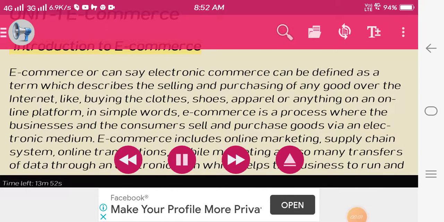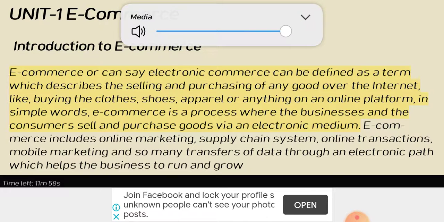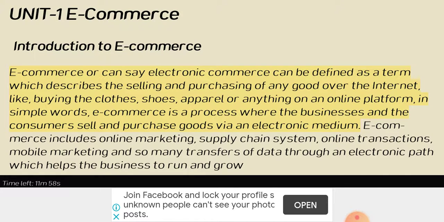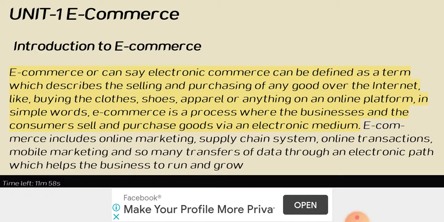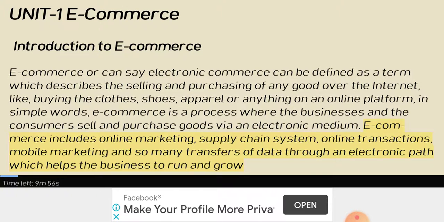Introduction to e-commerce. E-commerce, or electronic commerce, can be defined as a term which describes the selling and purchasing of any good over the internet, like buying clothes, shoes, apparel, or anything on an online platform. In simple words, e-commerce is a process where businesses and consumers sell and purchase goods via an electronic medium. E-commerce includes online marketing, supply chain systems, online transactions, mobile marketing, and many transfers of data through an electronic path which helps the business to run and grow.